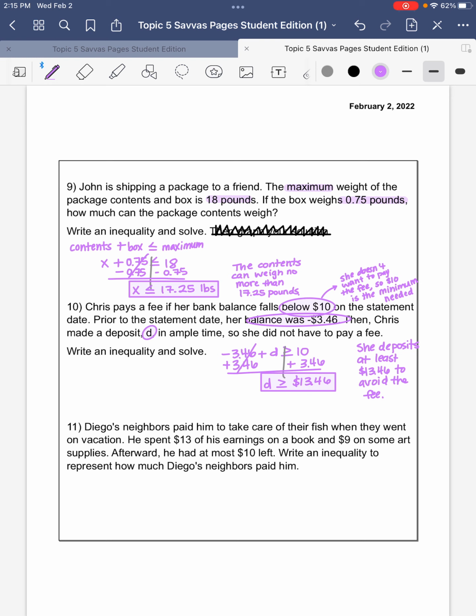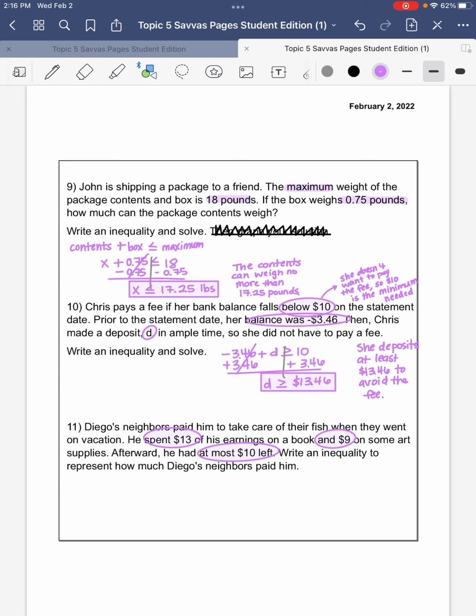Last one. There's one just like this on your homework. Diego's neighbors paid him to take care of their fish when they went on vacation. He spent $13 of his earnings on a book and $9 on some art supplies. Afterward, he had at most $10 left. Write an inequality to represent how much Diego's neighbors paid him. Okay, so some key information here. He spent $13. He also spent $9. It says and $9. And afterward, he had at most $10 left.